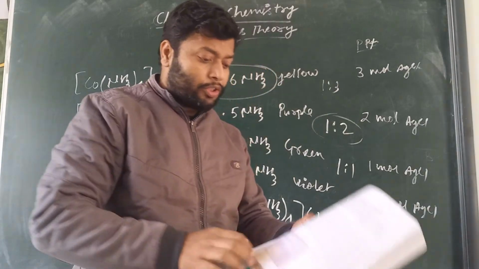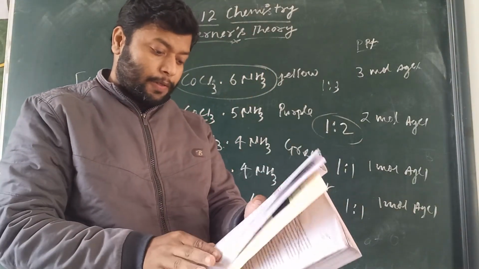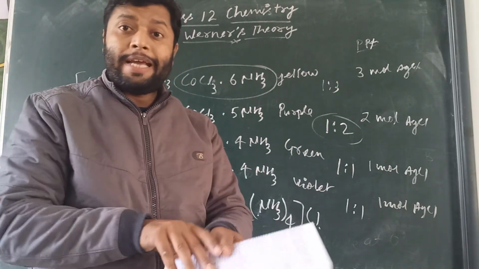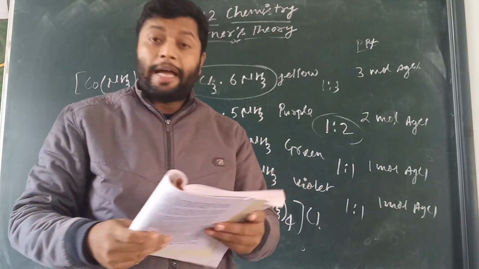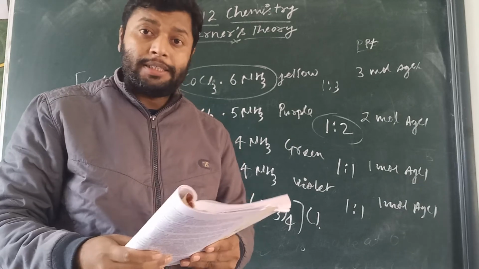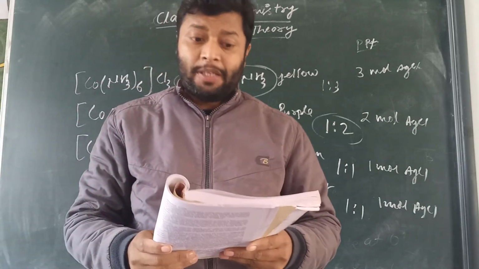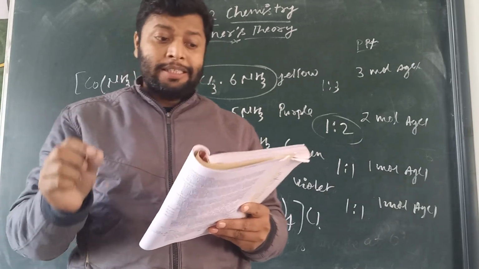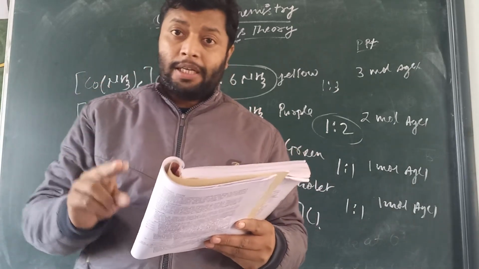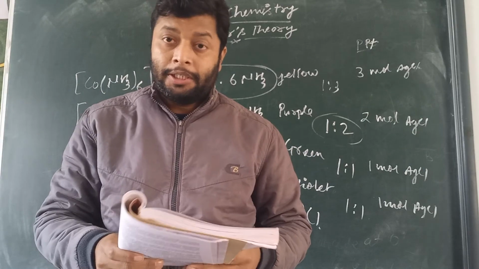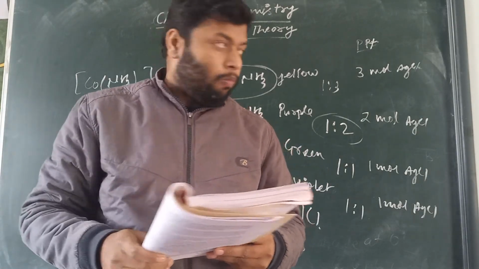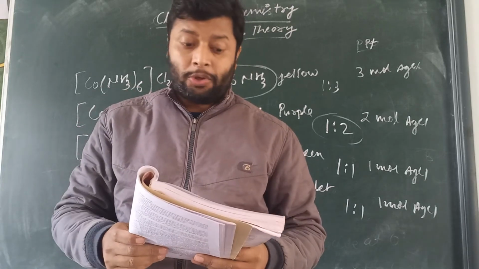Now we have one question from the NCERT book. The question is example number 9.1. On the basis of the following observations made with aqueous solution, assign secondary valency to the metal in the following compounds. You can open your NCERT book and let's discuss this question.